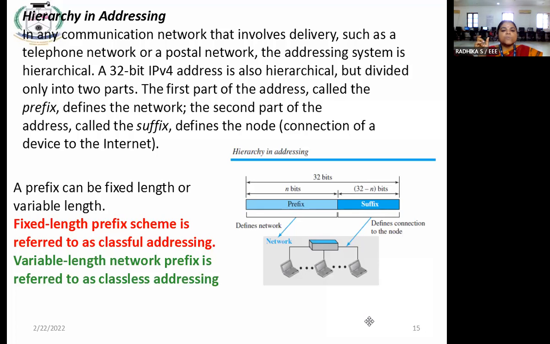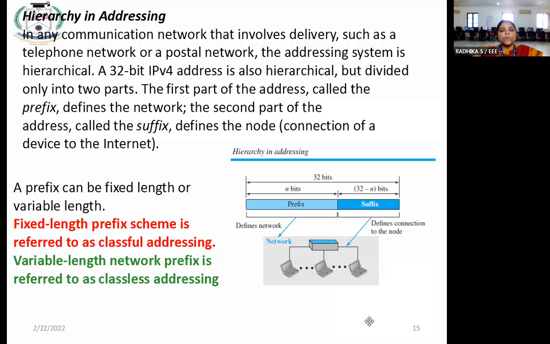Then the second part is called the suffix. The prefix is also called the net ID, and the suffix is called the host ID. It is used to define the device that is connected in the network. I can correlate this to the city you belong to, which could be the prefix, and your street and door number could be the suffix. Do you understand what I'm saying?